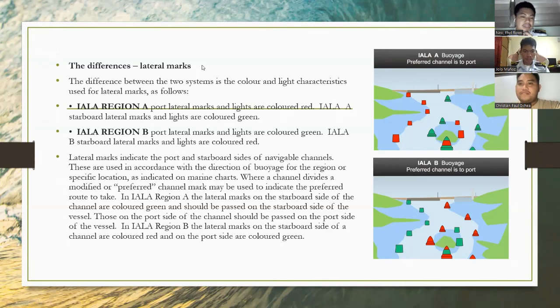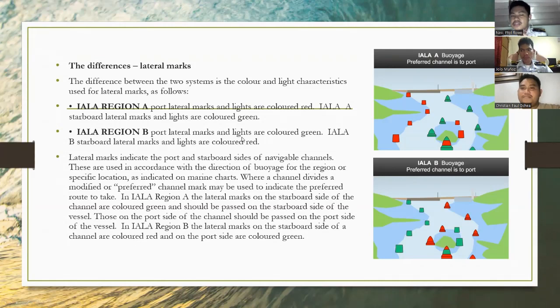The difference between the two systems is the color and the light characteristics of the lateral marks, as follows. In Region A, port lateral marks and lights are colored red, and starboard lateral marks are colored green. For Region B, port lateral marks and lights are colored green, while the starboard lateral marks and lights are colored red. Lateral marks indicate the port and starboard sides of navigable channels.